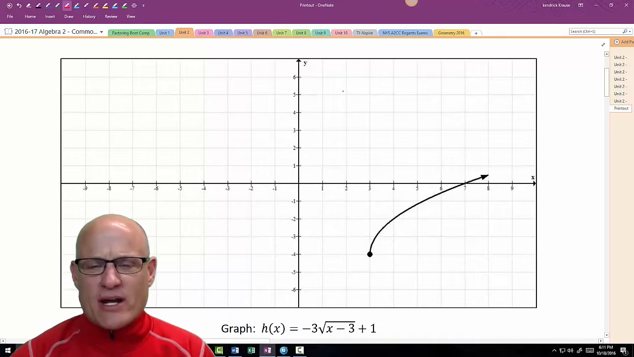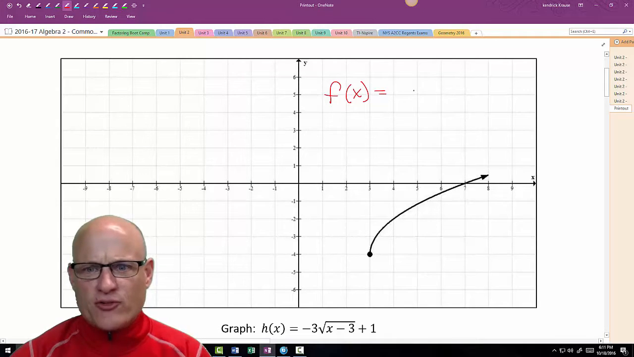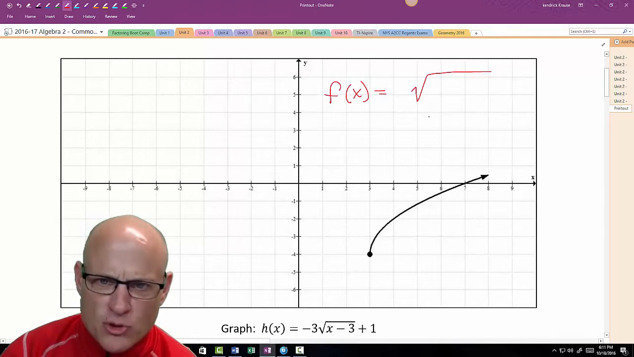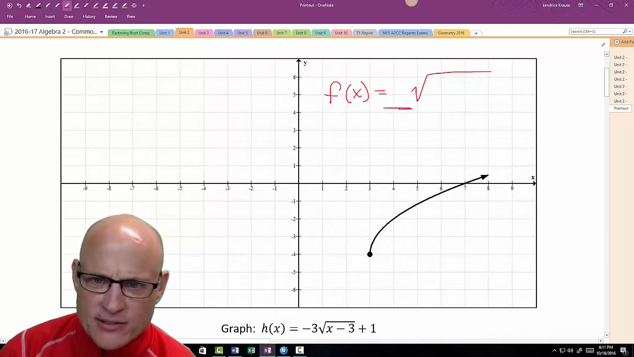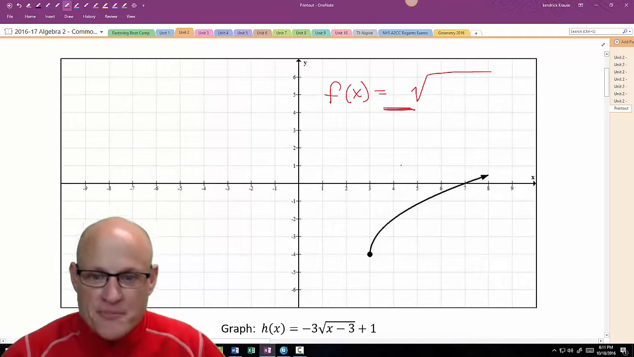So what have I said to you? I want you to tell me what the equation of this function is. And you say, okay, it starts here and it goes forever and ever to the right. That looks like a square root function. So I'm going to start with the idea that it's a square root function. Then I got to decide, does it have a positive or negative? Well, it's coming up, so it's positive.